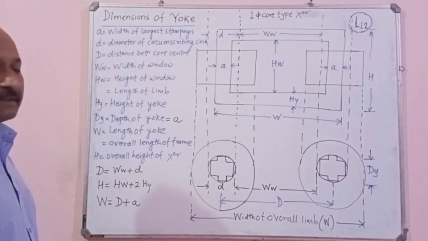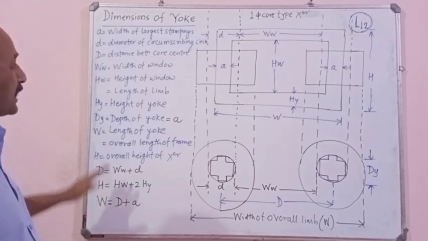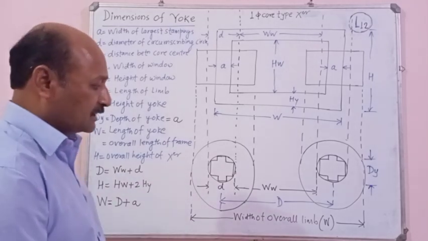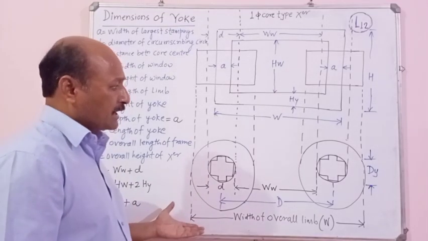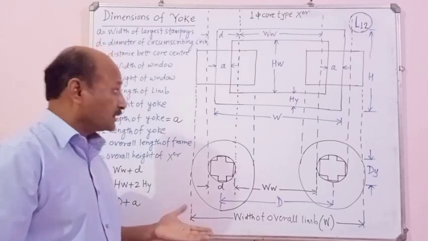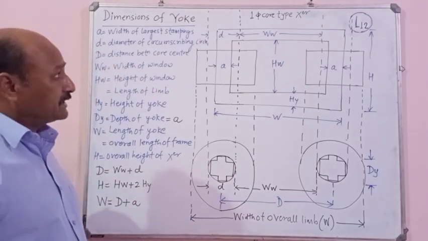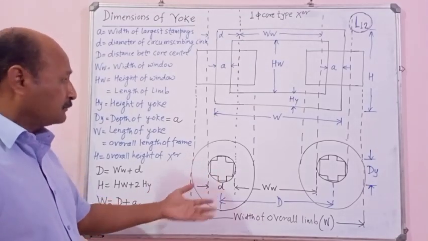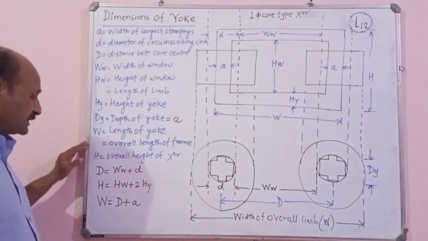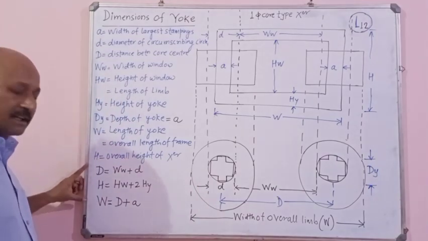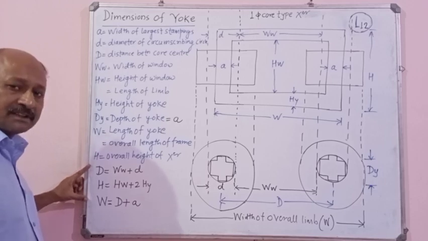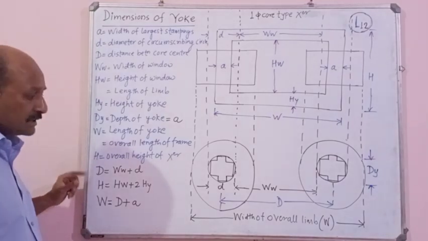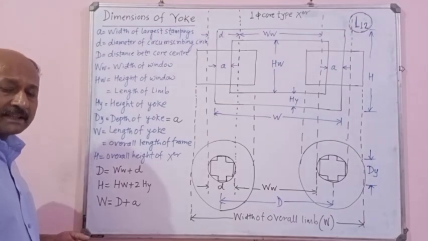Just like for the single phase core type transformer, we have to write these relations for the single phase shell type transformer as well as the three phase transformer. These relations are very important. When you design the single phase core type transformer, you have to draw the diagram, write the abbreviations from the diagram, and write the relations. By using these relations, you can solve the numericals on the design of the single phase core type transformer. Next, see the relations for the shell type transformer.